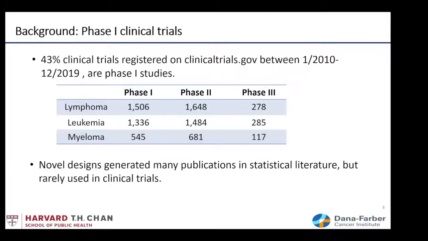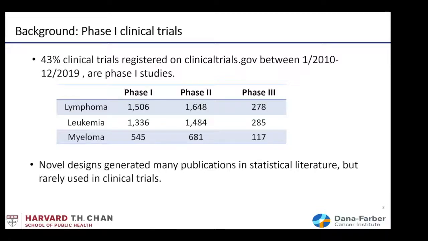In the meanwhile, statisticians have developed many novel designs that generate many publications in the statistical literature. However, based on my experience serving on the SRC at Dana-Farber Cancer Center, the uptake of novel designs is rare and slow. We're starting to see some uptake, but it probably does not match the pace of new designs published in the literature.